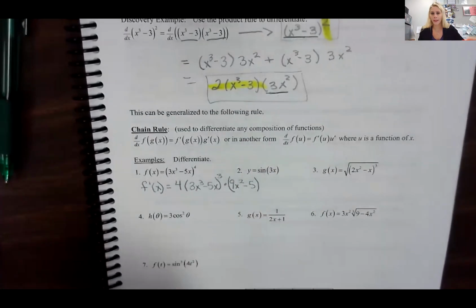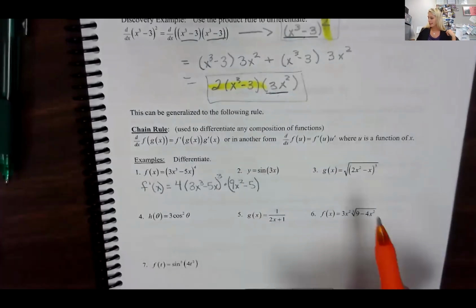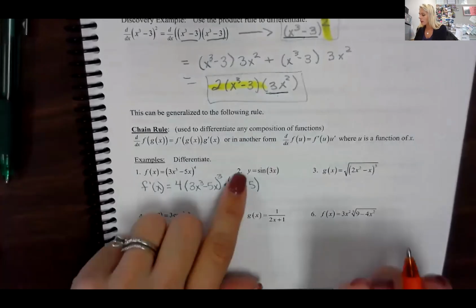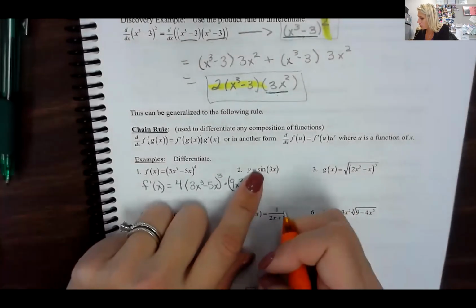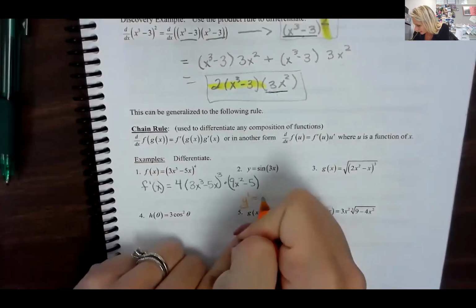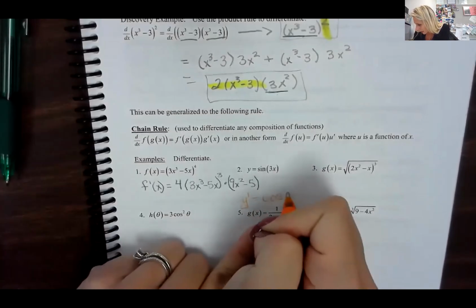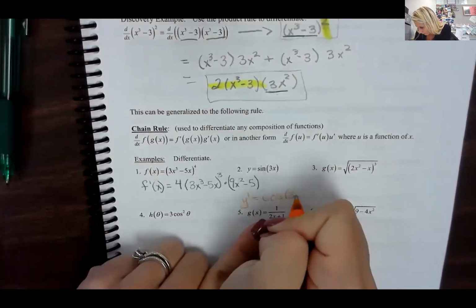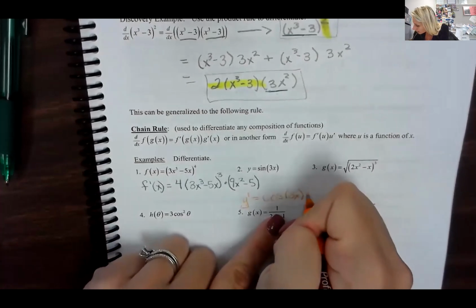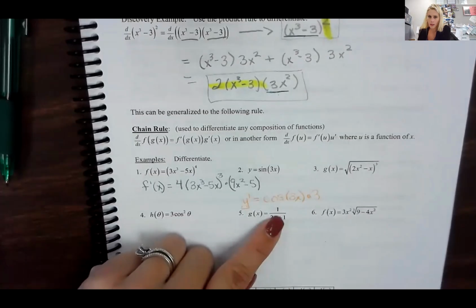I'm going to change colors since I'm running out of room. I think I'm writing too big here. So on this one, again, I see two functions. I see the sine function, and on the inside, I have a 3x function. So I'm going to do the derivative of the outside, which, the derivative of sine is cosine, keeping that inside the same, times the derivative of the inside, which is 3.